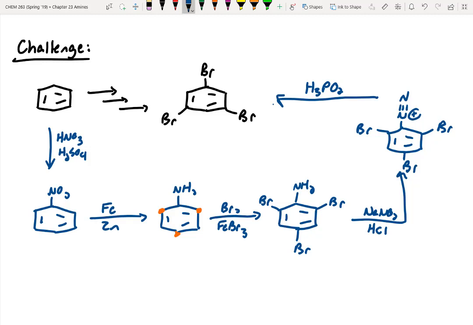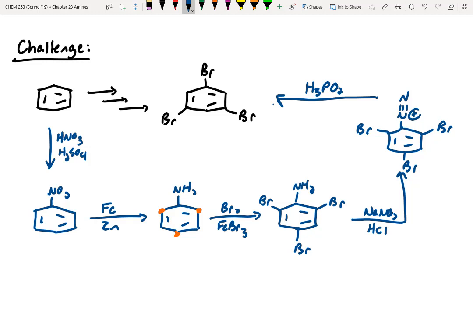So it's kind of a clever workaround, right? We're able to do more chemistry. In many ways, you can use this as a removable blocking or directing group, kind of similar to the sulfonation reaction we saw way back in chapter 19. This is kind of along the same line where you can use it to your advantage and then remove it when you're done. Make sense?